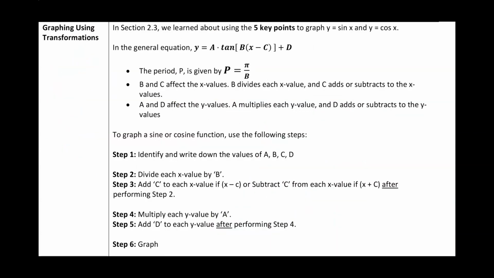Now, in the general equation, you have y equals a times tan b times the quantity x minus c, plus d. The period is given by pi over b. Notice that it's pi, not 2 pi, because one period of a tangent is pi radians, not 2 pi radians, over b. Just like before, b and c affect the x values, a and d affect the y values, and we're going to be using the same steps to graphing as we did previously.